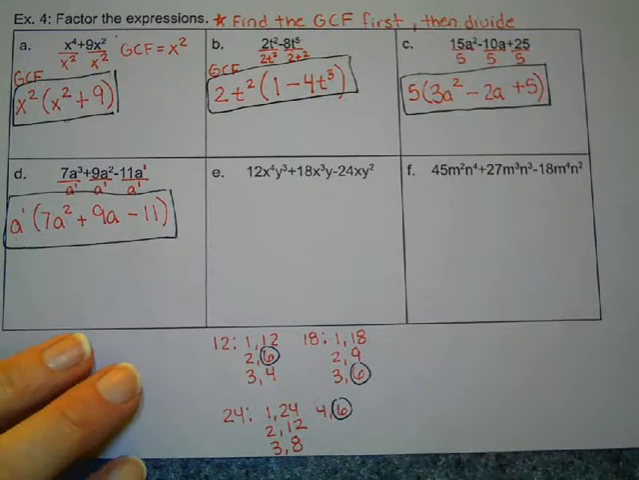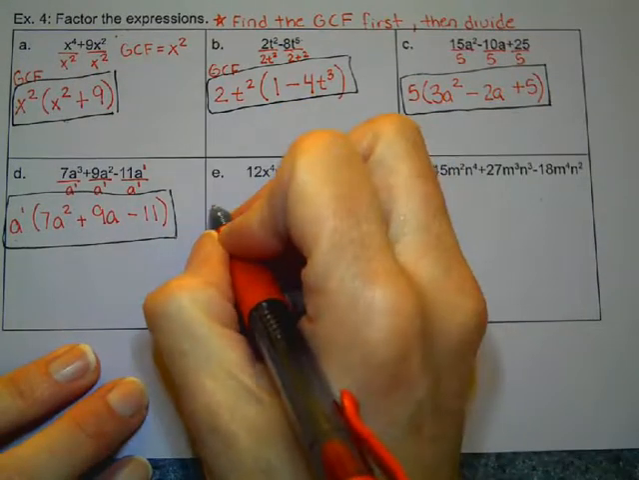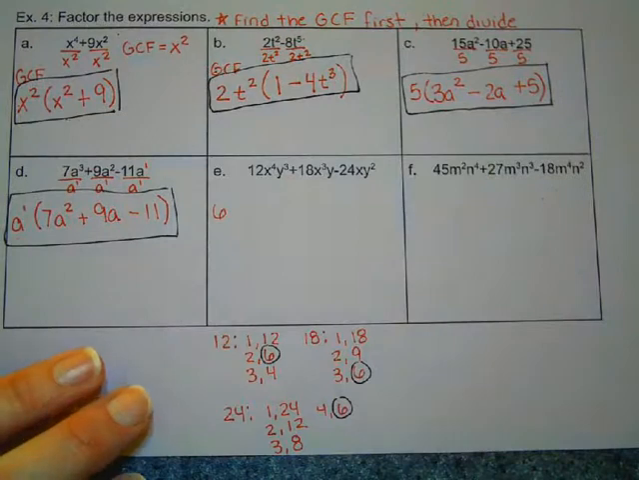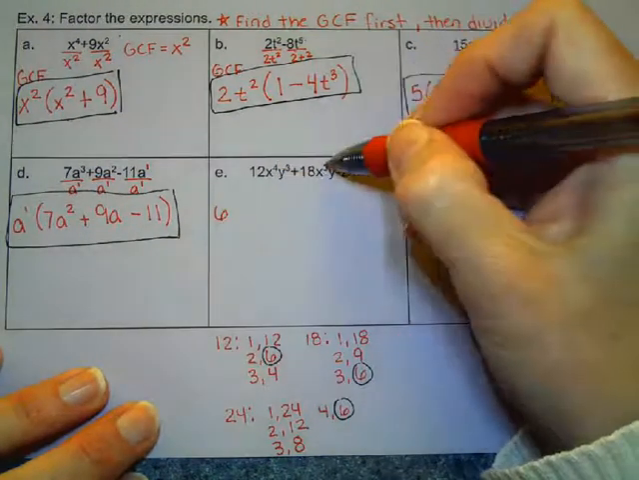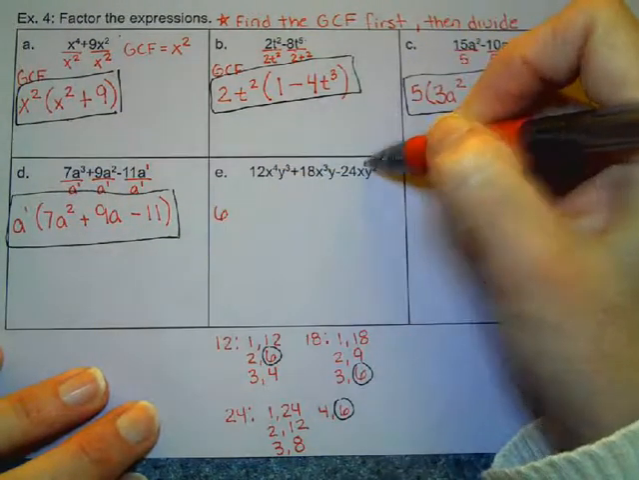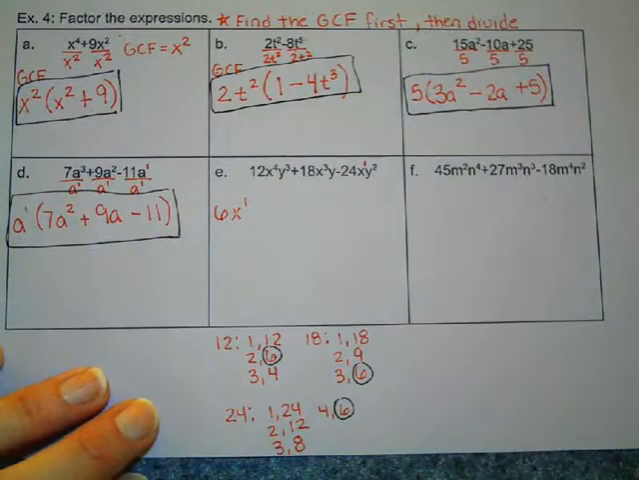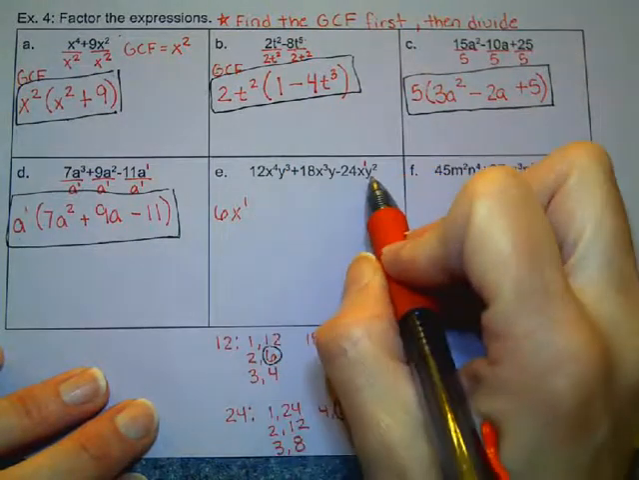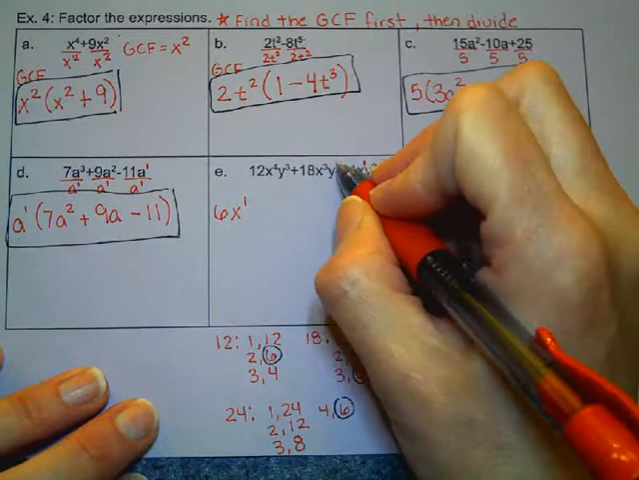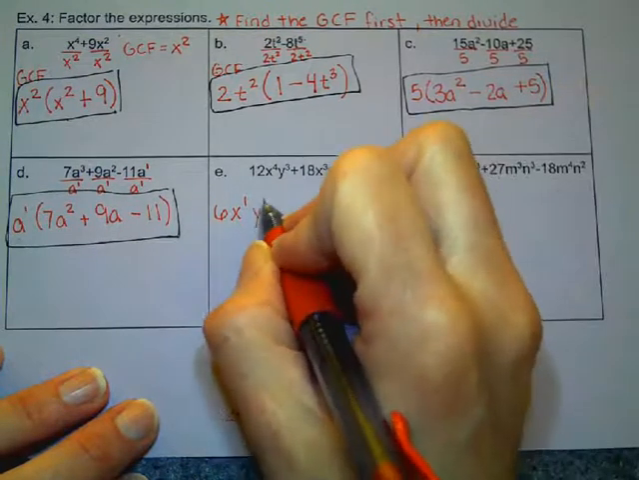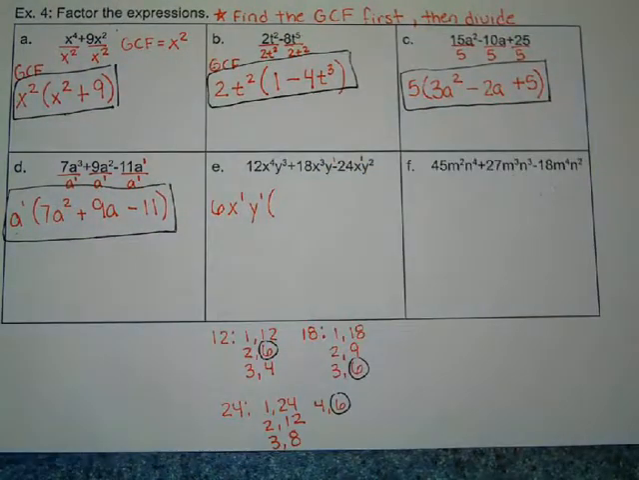And then, do they all have the letter X? Well, let's see. There's an X, there's an X, and that's an X with a 1. So, X to the first is the smallest one. They all have a letter Y, and Y to the 1 is the smallest Y. So, now you're going to divide each of these by 6, and you're going to subtract away that exponent.